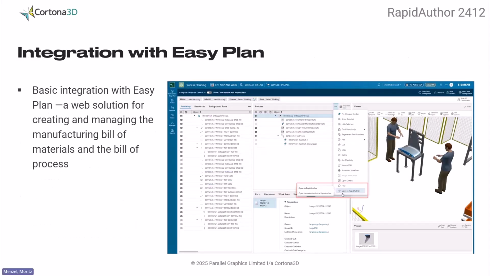And now let's have a look at specific integrations. One of the main new features of 24.12 is a basic integration with EasyPlan that we will build on further in the next releases. If you haven't worked yet with EasyPlan, it's a web solution for creating and managing the manufacturing bill of materials and the bill of process, amongst other things. Here you can create work instructions based on the data imported from Teamcenter Manufacturing Process Planner.